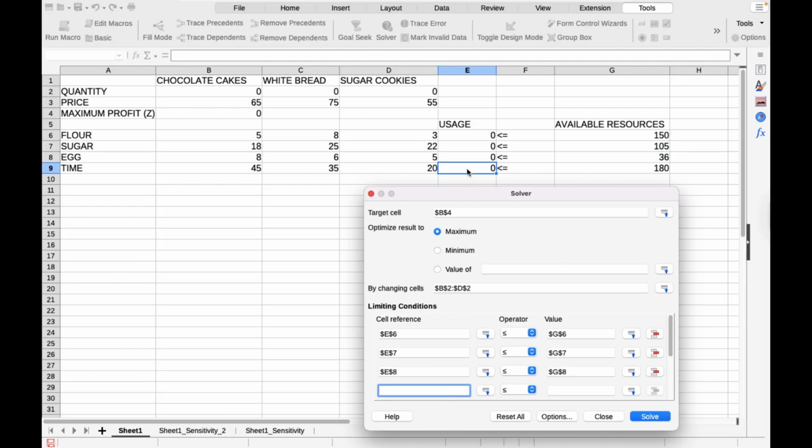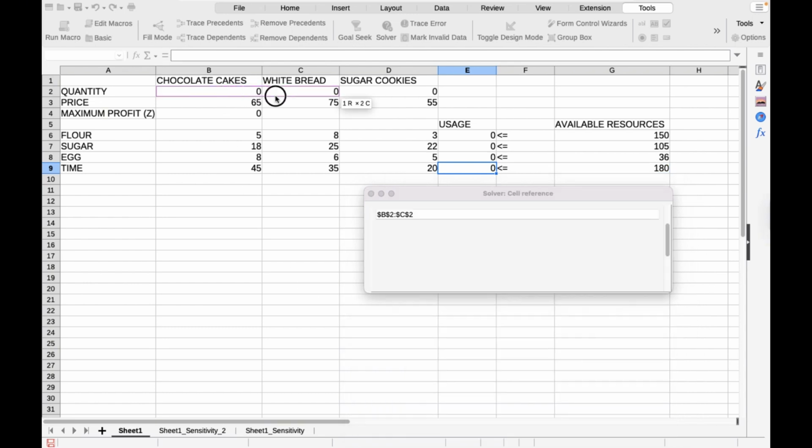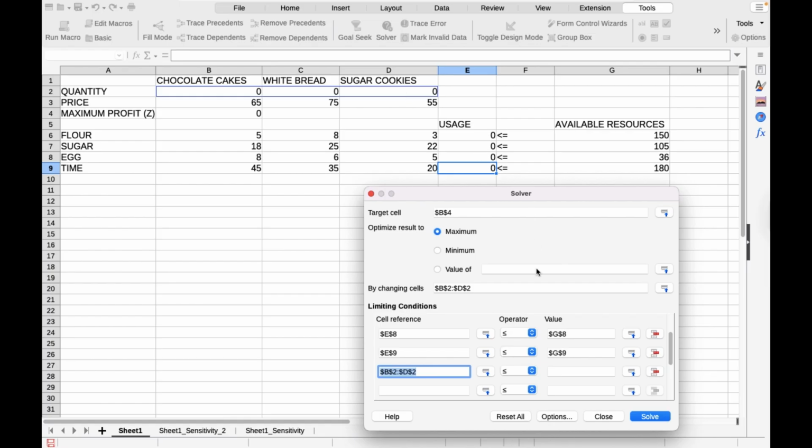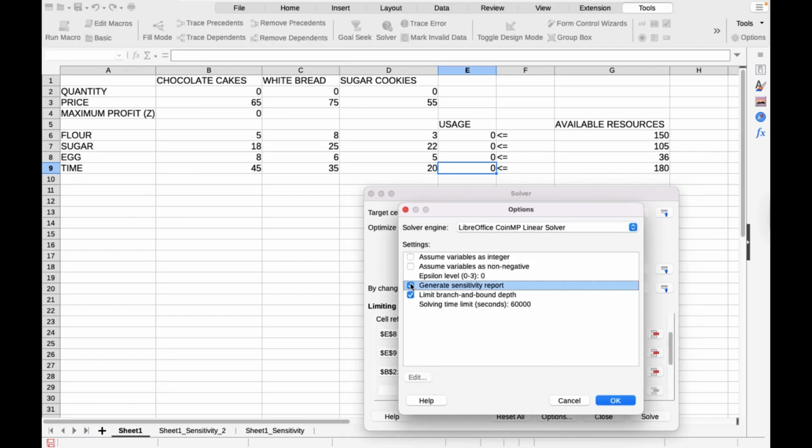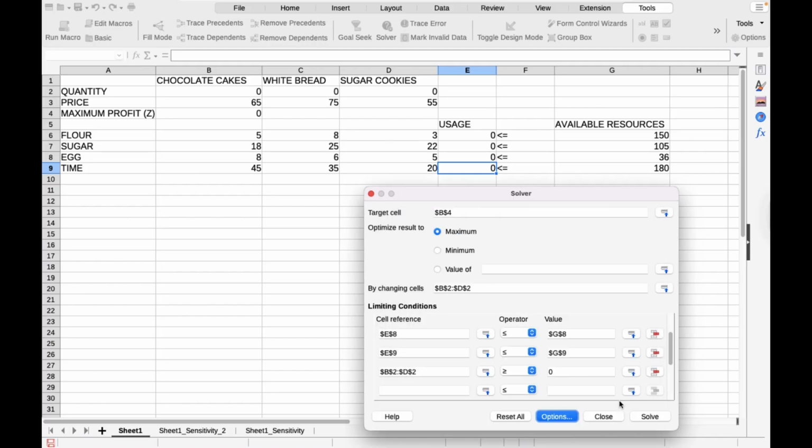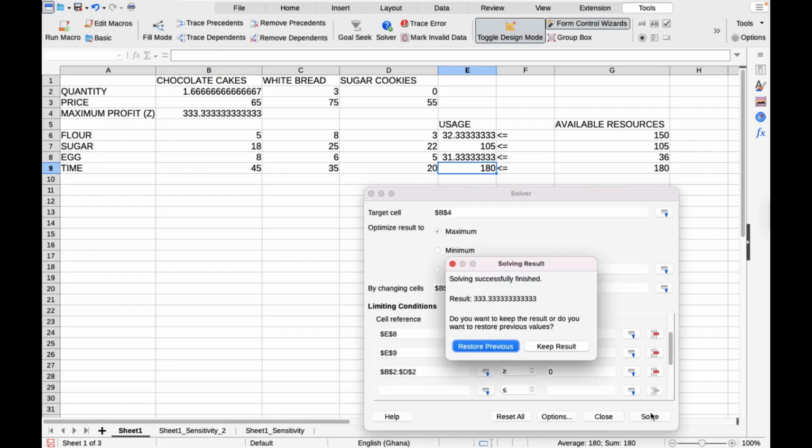One last constraint, last but not the least. I remember we said our last one was the non-negativity constraint. So the non-negativity, we said the variables, that's the S1, S2, S3, should be greater or equal to 0. So here you just click on 0. We generate a sensitivity report. Okay. So for those using Excel, use the simplex method, and then you click on generate sensitivity report, and then you solve. Okay.